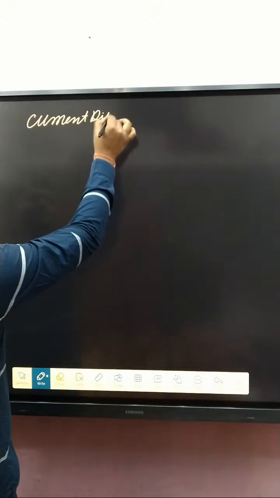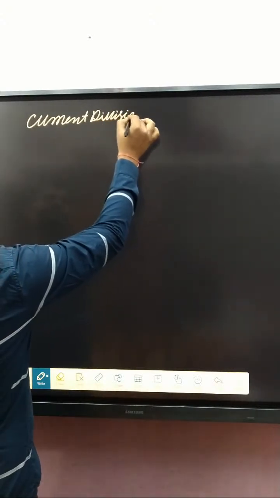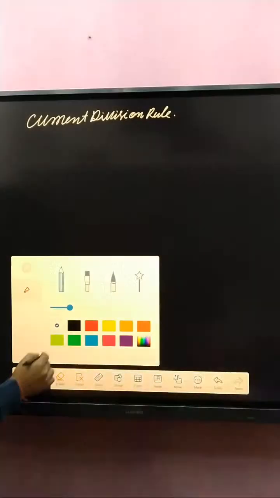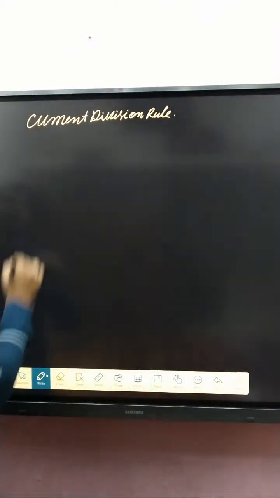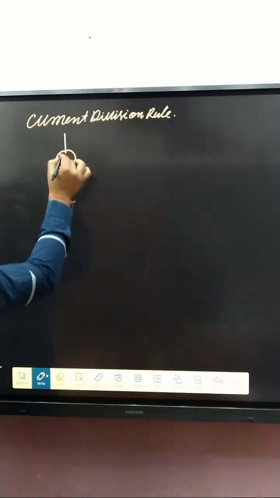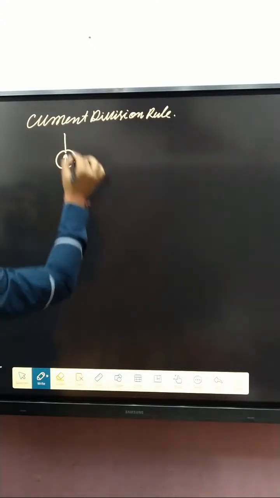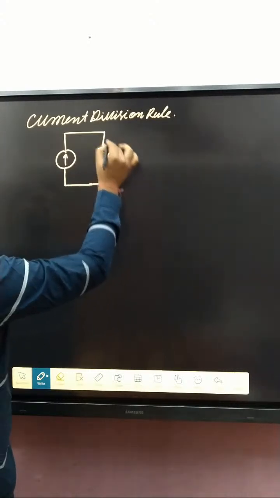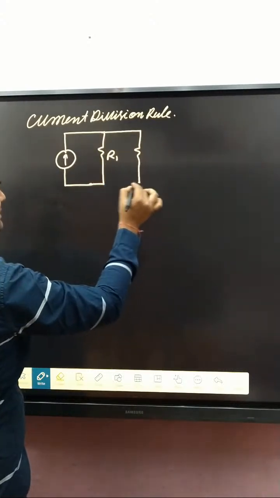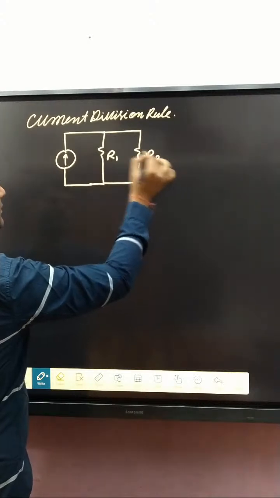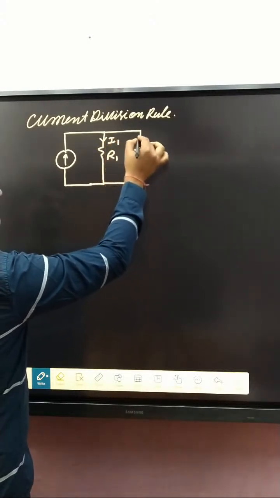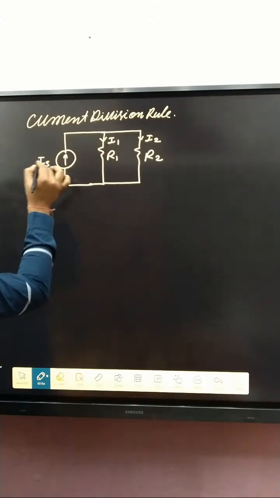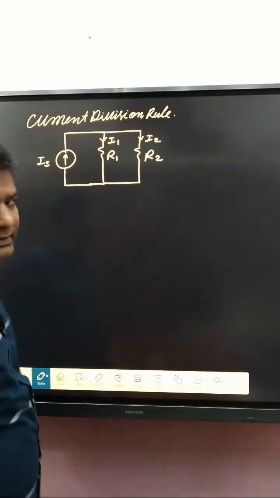Current division rule. Okay. Here current source like that one and resistance R1 and that one resistance R2. In this branch current I1 given, here I2 given. Our motto is to determine I1 and I2 in terms of IS and R1, R2.